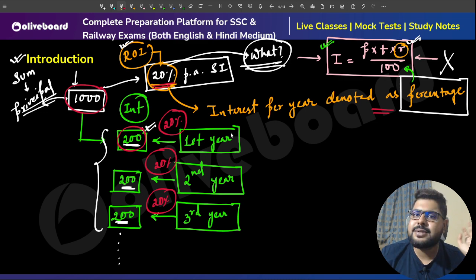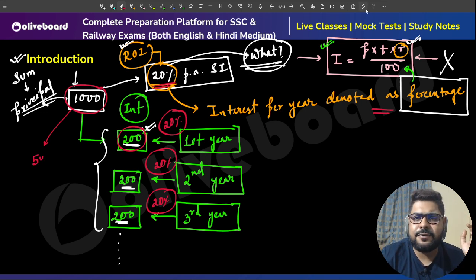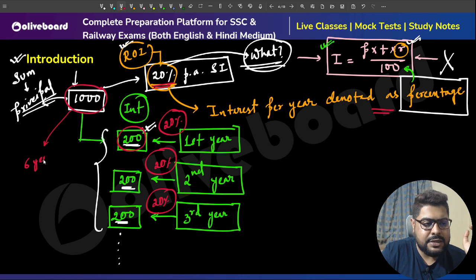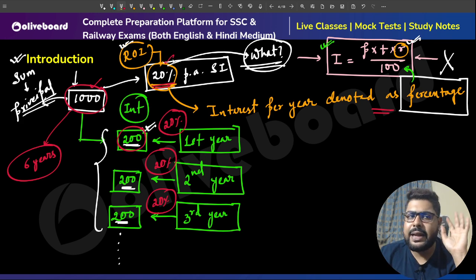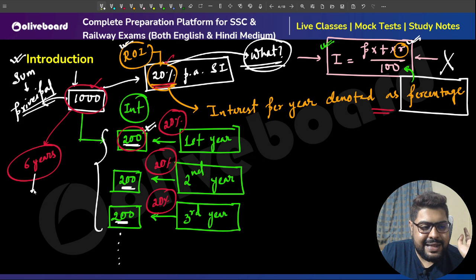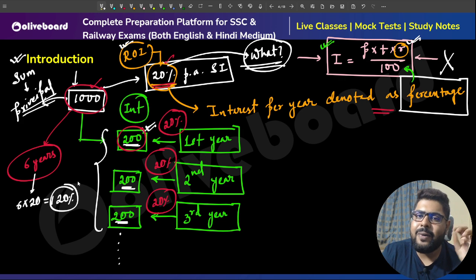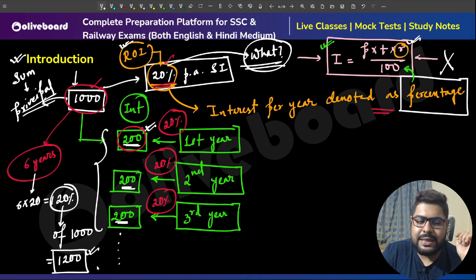So if someone asks us what will be the interest for 5 years, or say for 6 years, on this sum of 1000 rupees at 20% per annum? Sir, you think like this. 20% is like per year interest. So for 6 years, I'll get 6 times 20, that is 120% interest. 120% of what? 120% of the principal, that is 1000 rupees. That means I'll get 1200 rupees as my interest. This is going to be the interest in 6 years.